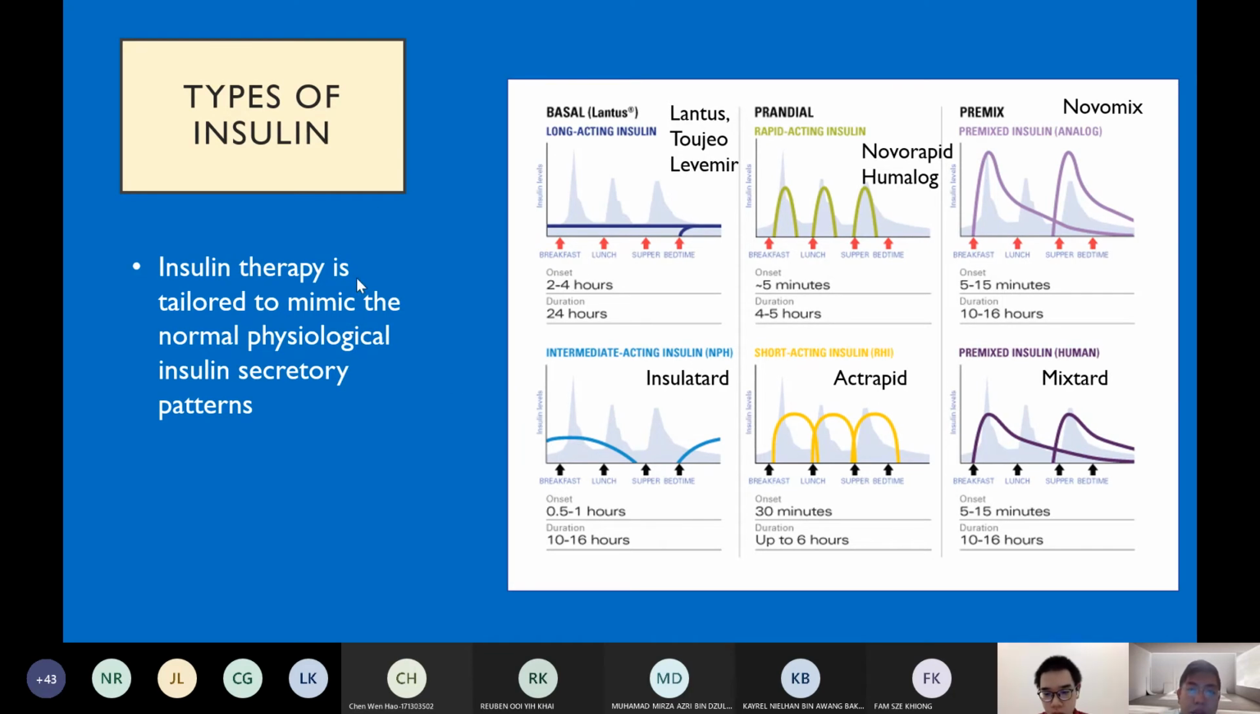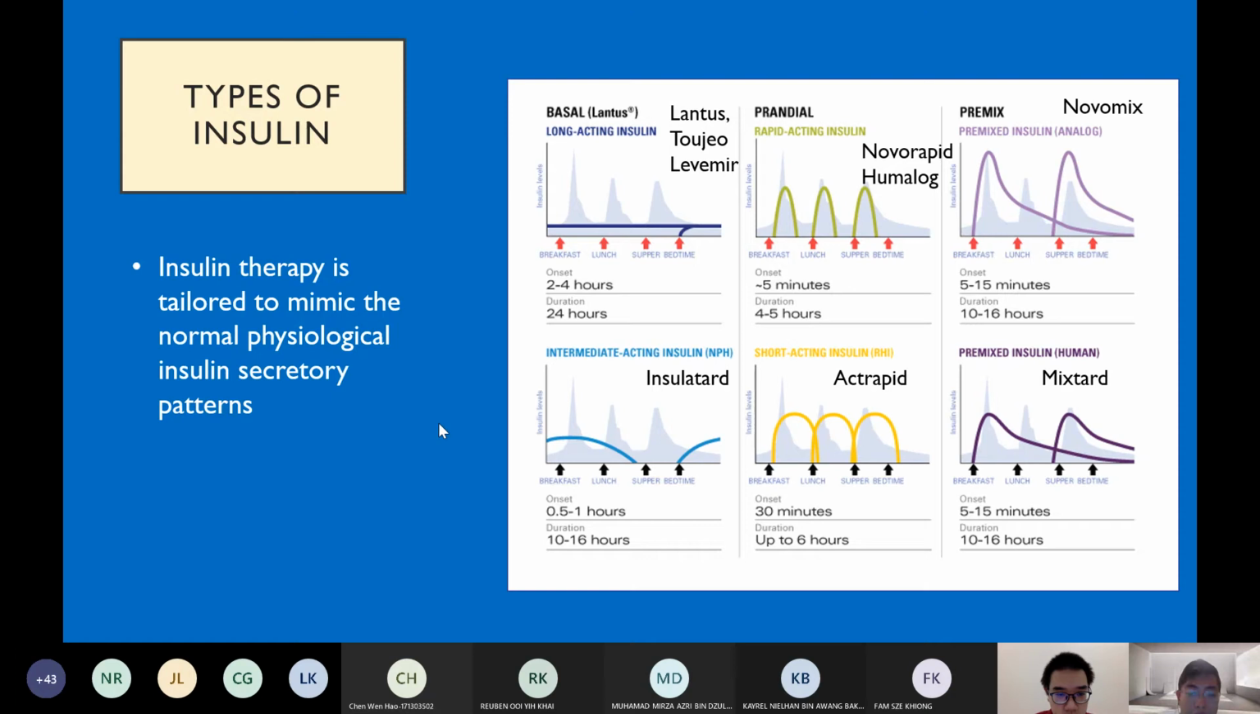So to maintain a basal insulin, usually we need to use either a long-acting insulin or an intermediate-acting insulin. Your long-acting insulins are your insulin analogs, such as your Lantus, Toujeo, Levemir. These have a much flatter curve of action. As you can see, their duration of action is about 24 hours, and it takes a longer time for the onset to set in.